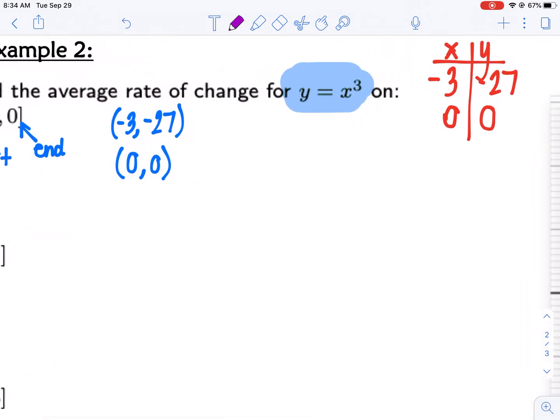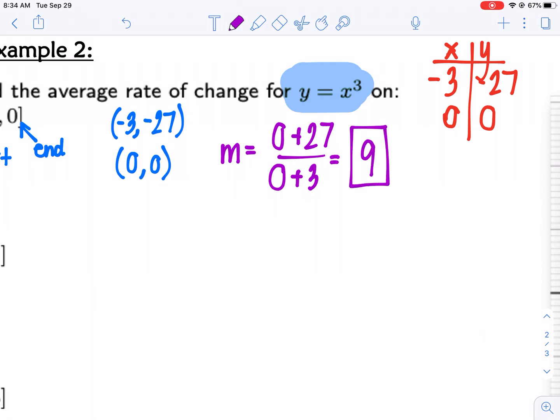Average rate of change just means slope. I'm going to do 0 minus a -27, over 0 minus a -3. I get 27 over 3. So that slope is just 9.